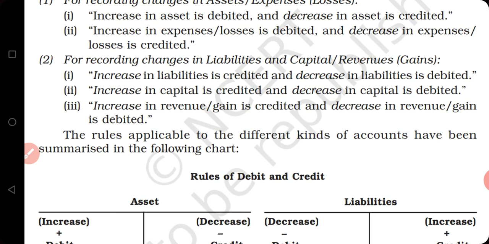Second, an increase in capital. Again, capital has a credit balance. If capital increases, the credit balance will increase. If your capital is decreased, your debit balance will be indicated. Third, an increase in revenue and gain. Revenue and gain also have a credit balance. If it increases, then the credit balance will increase. If it decreases, then the debit balance will be indicated.